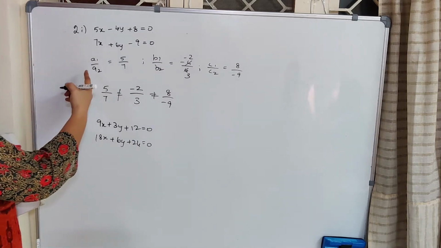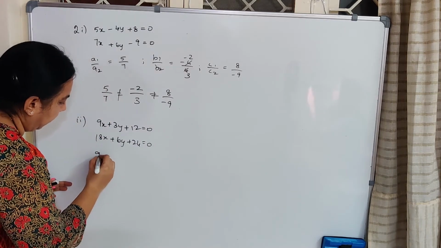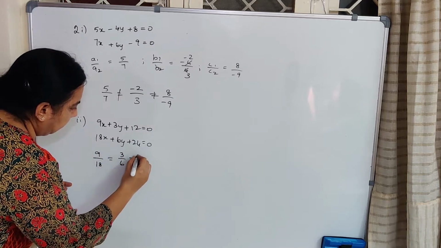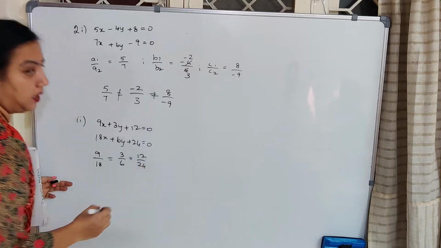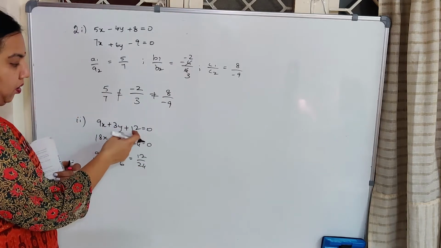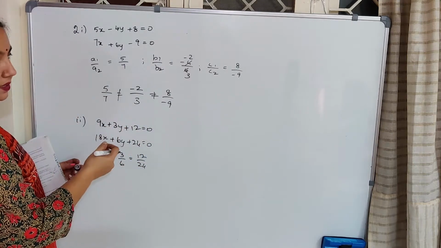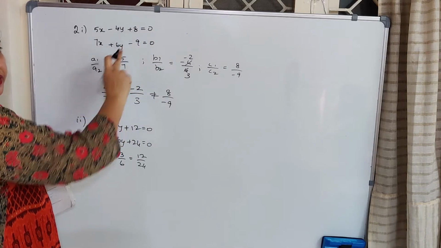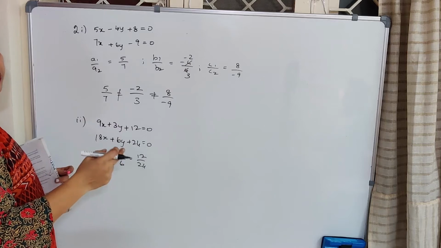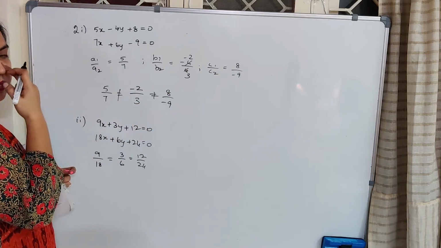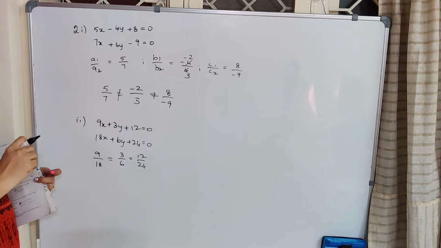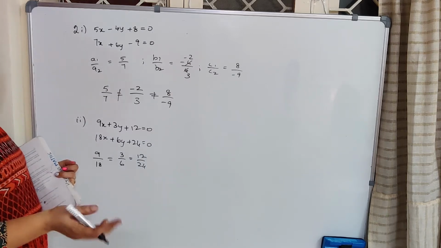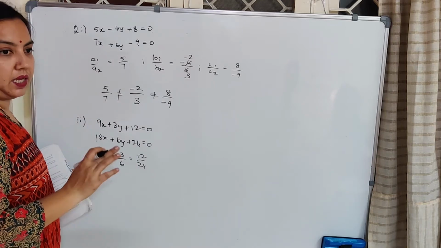And here again, I am just writing it. 9 by 18 is equal to 3 by 6 is equal to 12 by 24. Here, please take care that all the constant terms are on the LHS. In these equations, the constant term was on the LHS. Sometimes they tend to give one on the left hand side and one on the right hand side. If that is the case, then you have to bring both to one side, LHS or RHS is fine, but both should be on the same side.